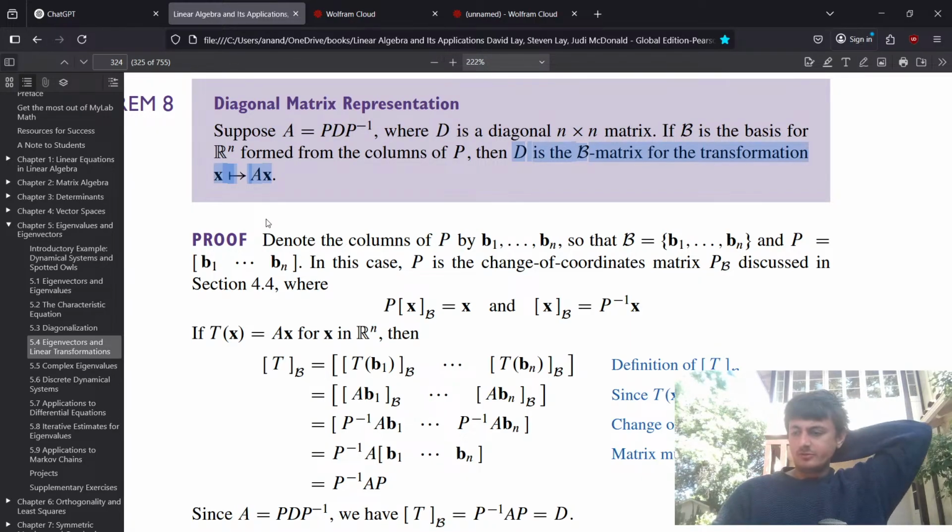this is actually a really cool theorem. This is called the diagonal matrix representation theorem.